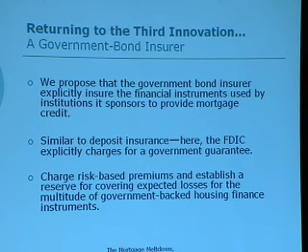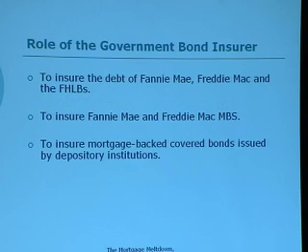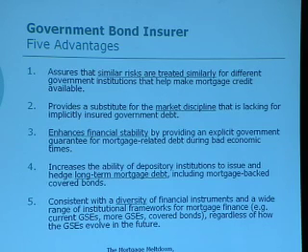We propose that a government bond insurer explicitly insure the financial instruments used by institutions it sponsors to provide mortgage credit. It's like deposit insurance, where the FDIC explicitly charges for a government guarantee. It charges risk-based premiums and establishes a reserve to cover expected losses for the multitude of government-backed housing finance instruments. So in our proposal, our idea that we're trying to throw out to get discussed, the role of the government bond insurer would be to insure the debt of Fannie Mae, Freddie Mac, and the home loan banks, to insure Fannie Mae and Freddie Mac MBS, and to insure mortgage-backed covered bonds issued by depository institutions.